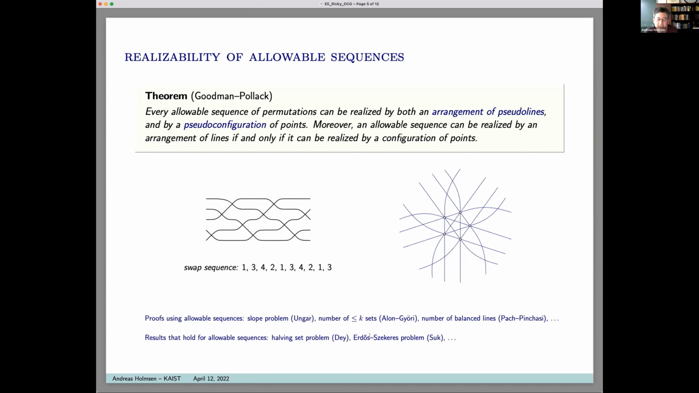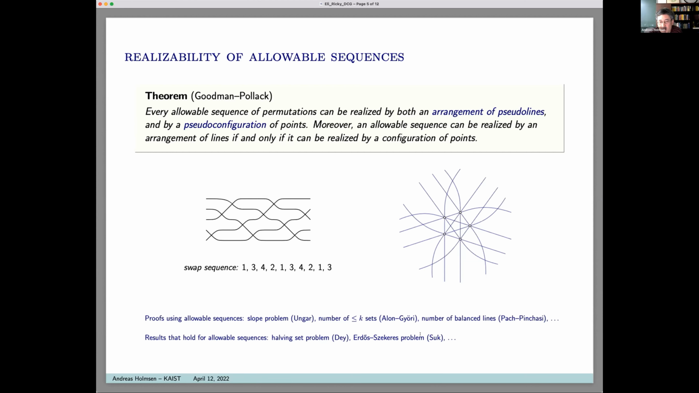Now why would we want to do that? Well, allowable sequences are more general than point configurations. So it is an interesting problem to know which combinatorial properties of point configurations actually hold in this more general combinatorial model, rather than just what you get from real point configurations. That's why we would want to check that these proofs by Dey and Suk and many other combinatorial problems on point configurations actually hold in the setting of allowable sequences.